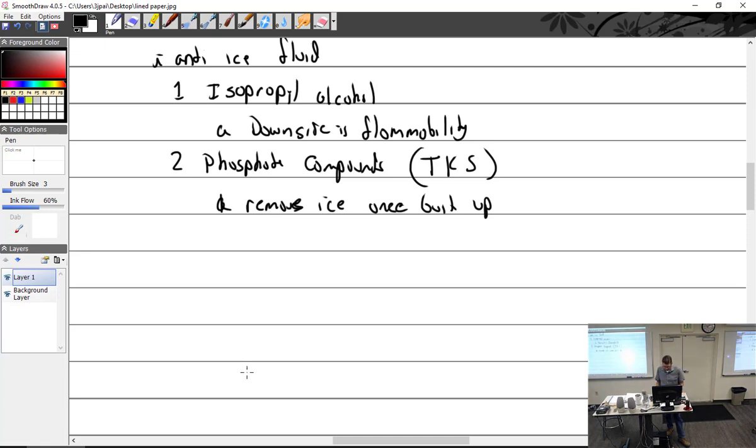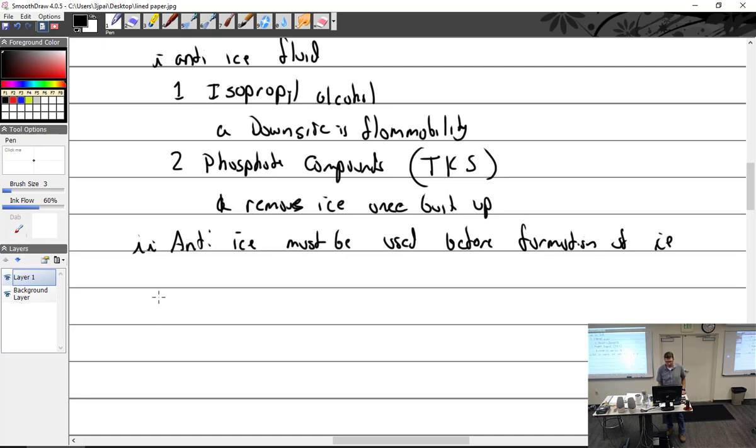Anti-ice must be used before the formation of ice. So, according to the textbook, anti-ice must be used before formation of ice, because it really doesn't melt the ice. But I think some of this stuff might melt a little bit.